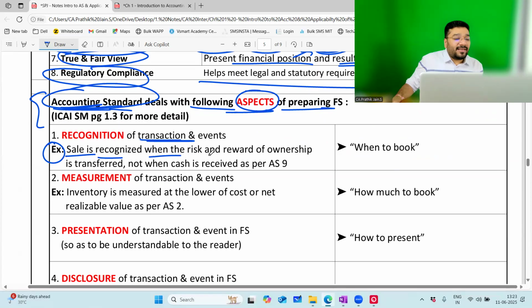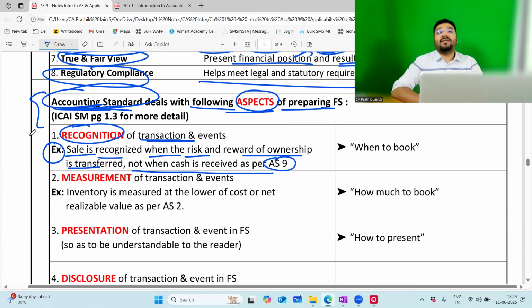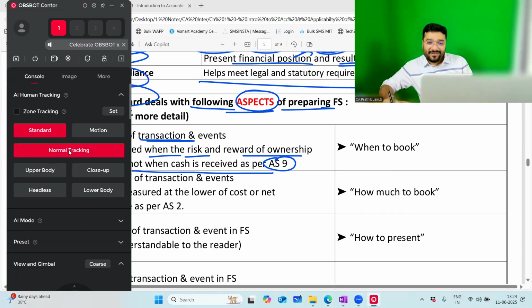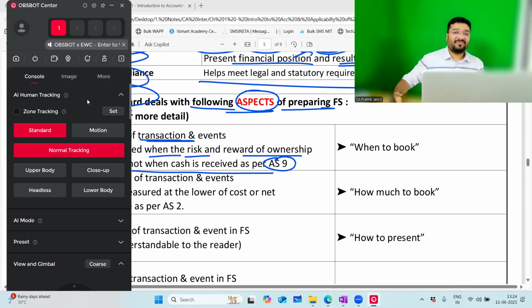Sale is recognized when the risk and reward of the ownership has been transferred, not when the cash is received. Who is saying this statement? AS 9. So AS 9 deals with recognition of transactions and events. What is the meaning of transaction? I discussed it in 11th, in foundation, and at the beginning of inter also. Tell me: exchange of goods, services, or funds, or all the above between two parties, where one party is the company or business and the other is a third party. That is called a transaction.